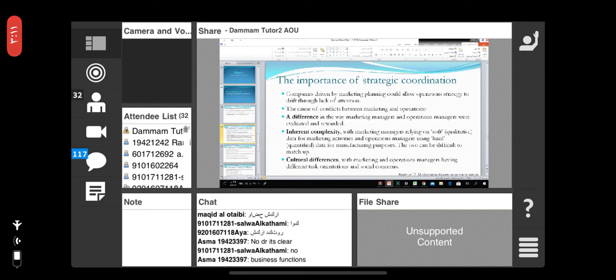Well, business function, how many business functions do we have? 4. Very good. اللي هو الماركتينج والاوبريشن. What else؟ ال HR والاكاونتينج الفاينانس. Very good. هذه الاوبريشن فانكشن البزنس فانكشن.